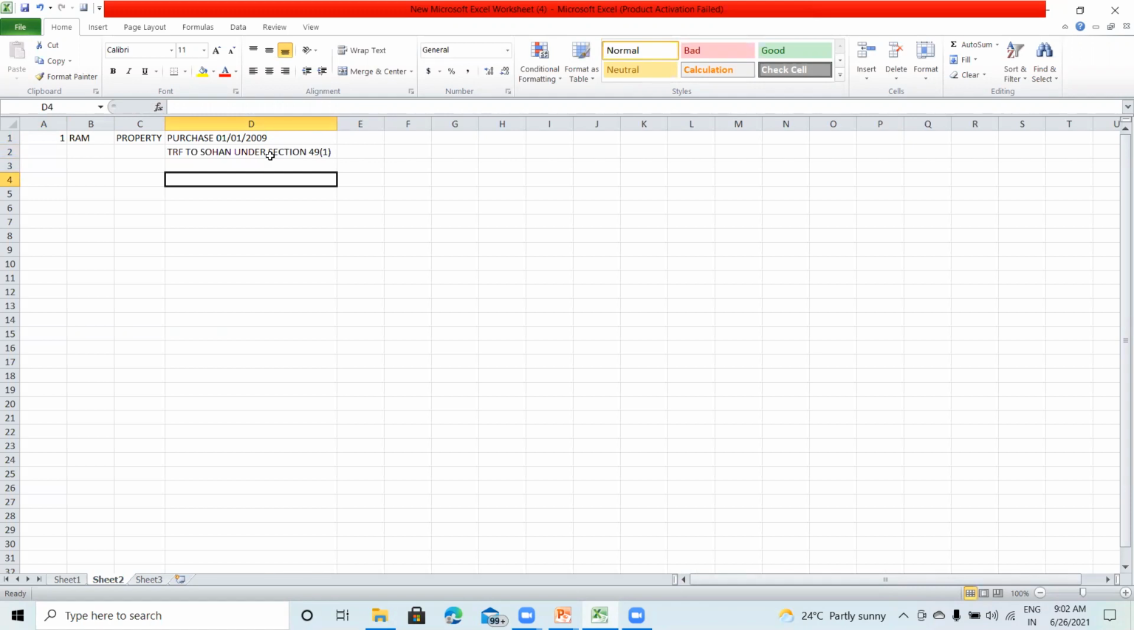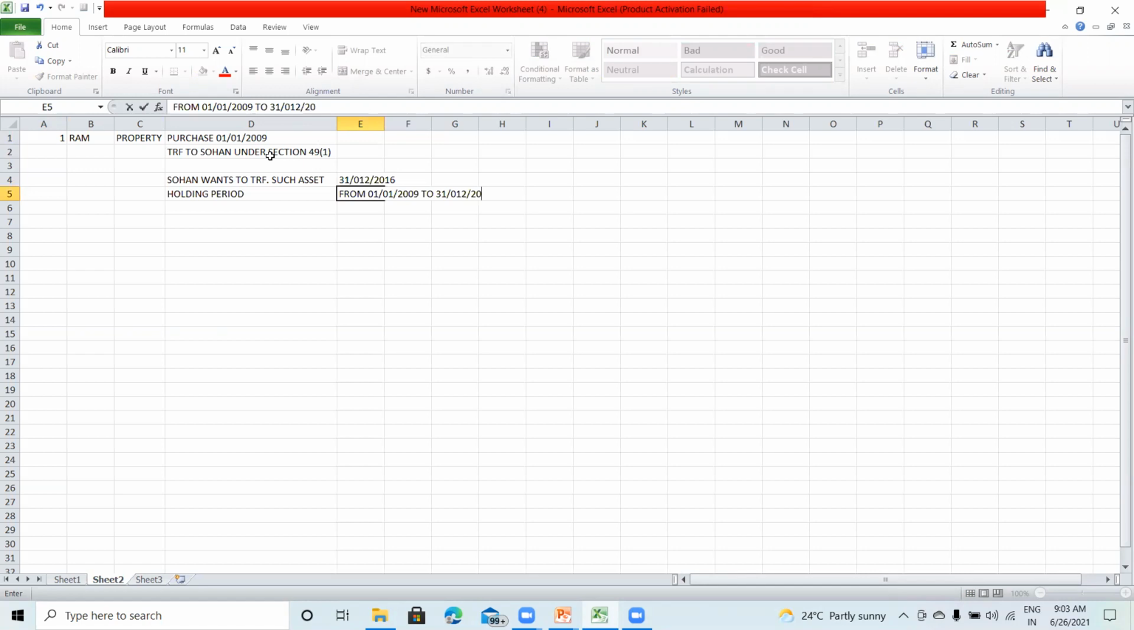So if Sohan wants to transfer such asset or property on 31st December 2016, in this case the holding period will be from 1st January 2009 to 31st December 2016.